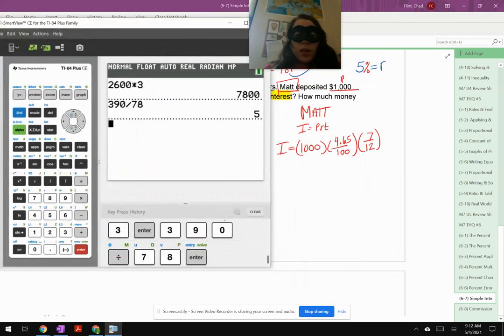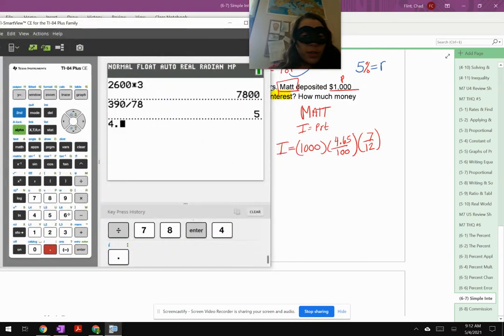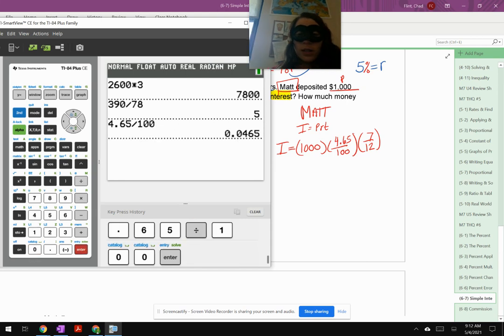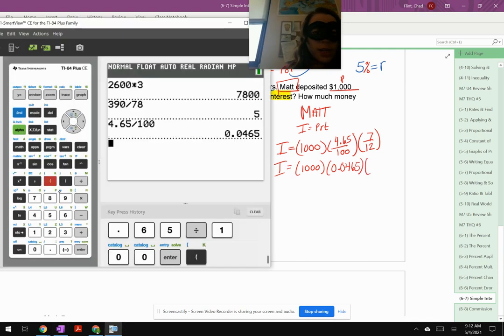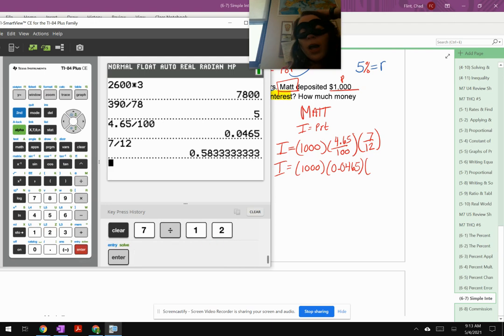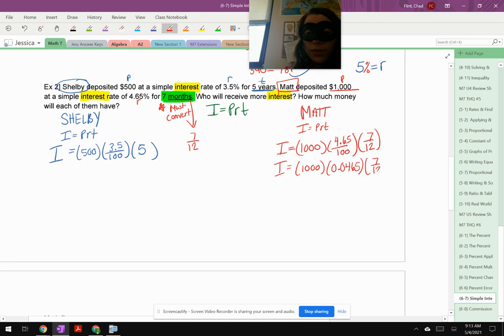We'll do Matthew first. So starting with that 4.65 divided by 100 is going to give me 1,000 times 0.0465. And you can always double check that by going back and making sure that works. And now 7/12. This is going to be the fun thing here. 7/12 is not going to be a nice normal number. So what's important here is that you do not round that number. Keep that as 7/12 until you get to the very last step.